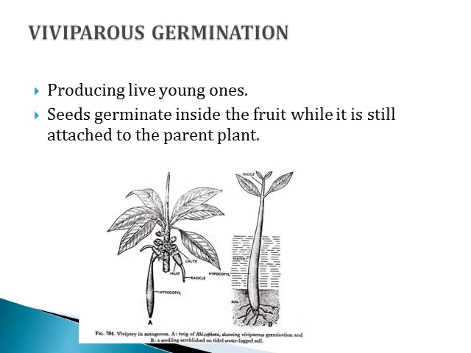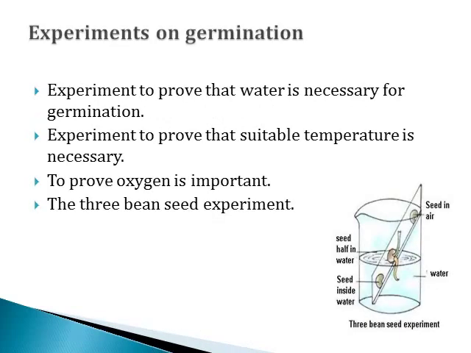Okay, and the next is experiments on germination. So here 4 experiments are given for the germination process. That is, the experiment to prove that water is necessary, suitable temperature is necessary, oxygen is important, and the 3 bean seed experiment. All the 4 experiments are very clearly explained in your book, page number 50 and 51, even though I'll just tell it in short.